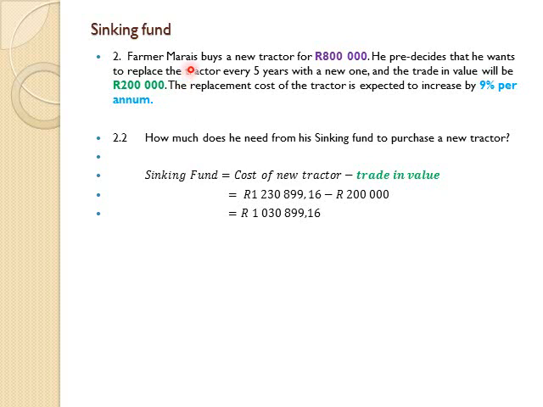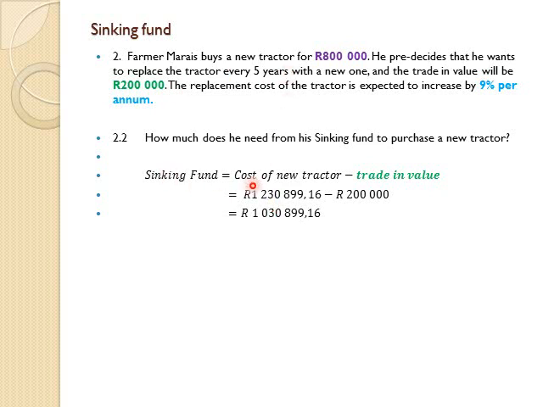Now, he buys a new tractor, we've read that already. How much does he need from his sinking fund to purchase a new tractor? So, we know the cost of a new tractor we calculated was 1,230,899 rand 16 cents, and the trade-in value will be 200,000. So in 5 years' time, when he gets rid of his old tractor, he will get 200,000 for it. But to buy a new one, that's what he needs.